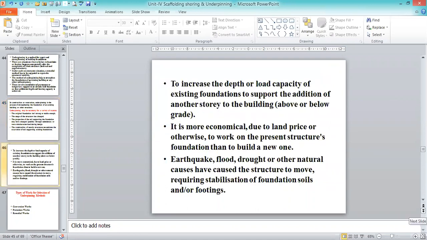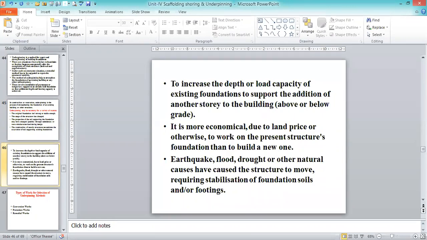Then, to increase the depth or load capacity of the existing foundations to support the addition of another story of the building, we already discussed the same thing. When the number of stories is increased, automatically the depth of the foundation has to be increased. It is more economical, due to land price or otherwise, to work on the present structure's foundation than to build a new one. Instead of building a new construction or a new building, what I am going to do is build two more stories or two more floors on the existing structure.